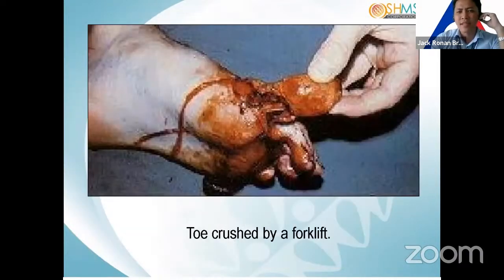So another one, the toe was crushed by a forklift. So this was caused by not using any PPEs, especially steel toe shoes.